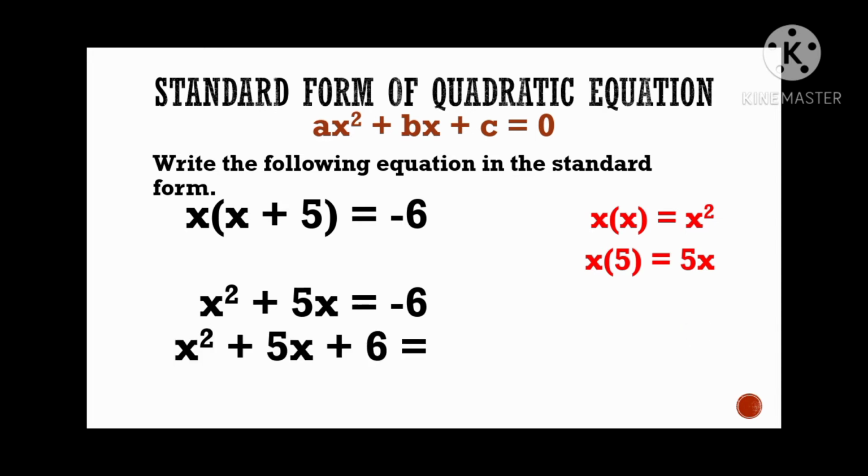Then, after that, use the addition property of equality, or you may use transposition. Pero dito, ang ginamit ko is addition property of equality. So we have x squared plus 5x plus 6 equals negative 6 plus 6. And syempre, negative 6 plus 6 is equal to 0. So we have now the equation x squared plus 5x plus 6 equal to 0. So it is now written in the standard form.